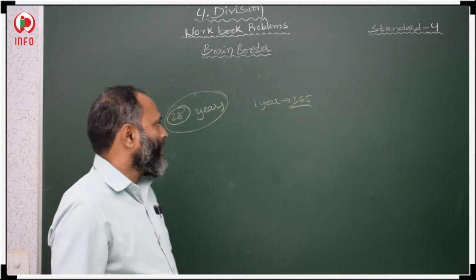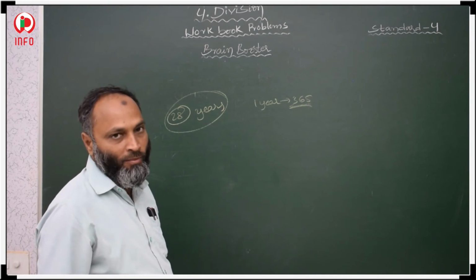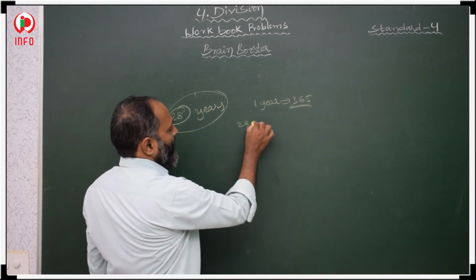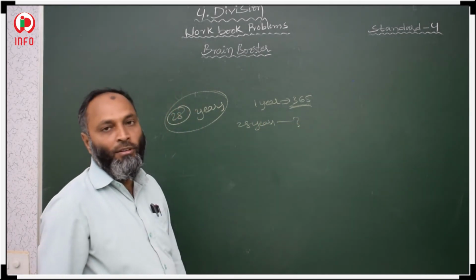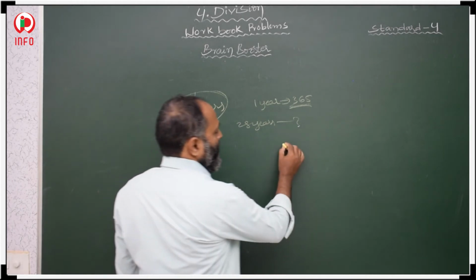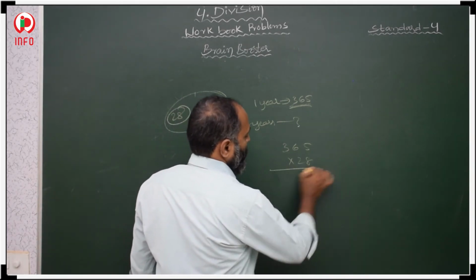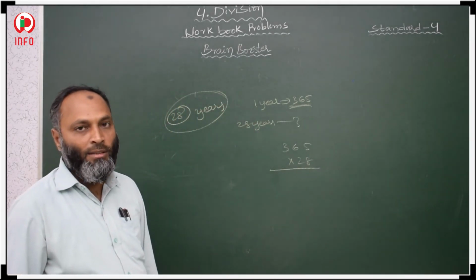This type of question we did in multiplication. In 28 years, how many days were there? First we have to take 1 year is equal to 365 days. Then 28 years is equal to how many days? What we have to do? We have to multiply 365 with 28. Then you will get your answer.